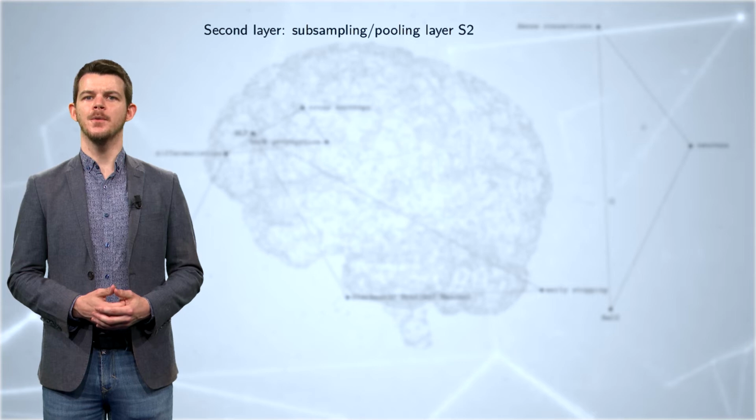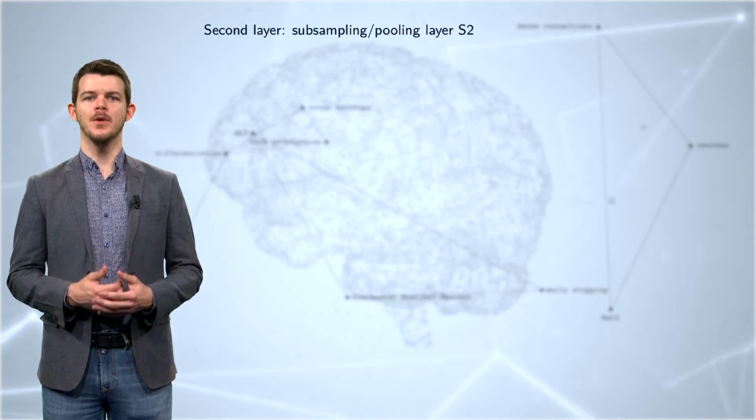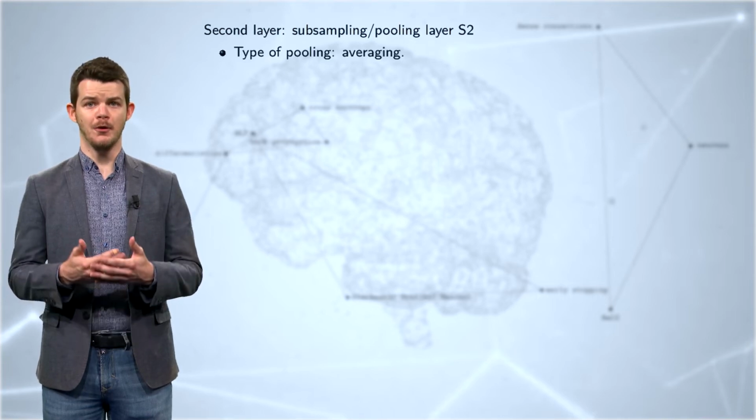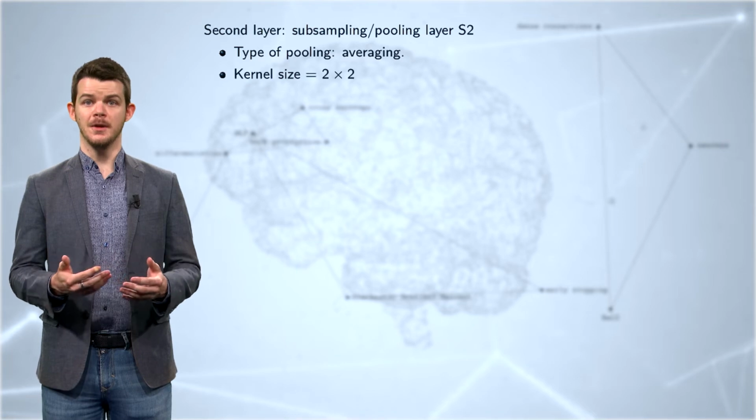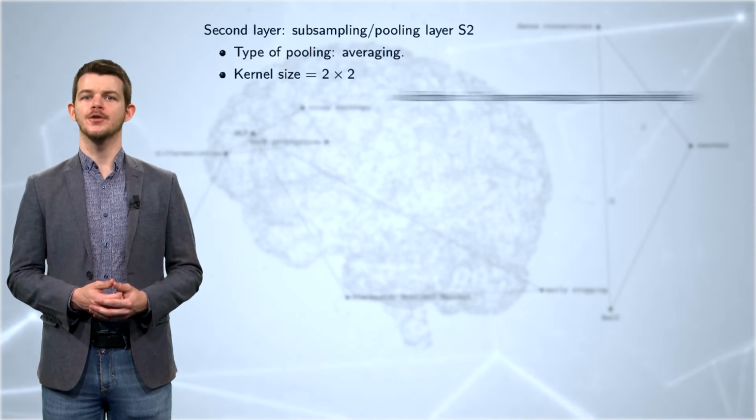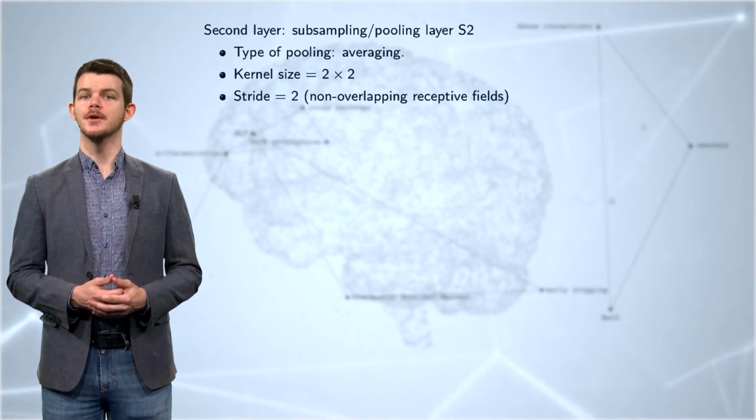The second layer is a pooling layer. When implementing a pooling layer, you need to set the type of pooling, averaging pooling here. The average is computed in each receptive field. The receptive field, here 2 by 2. The stride, 2. We talk about non-overlapping pooling since the receptive fields are disjoint.